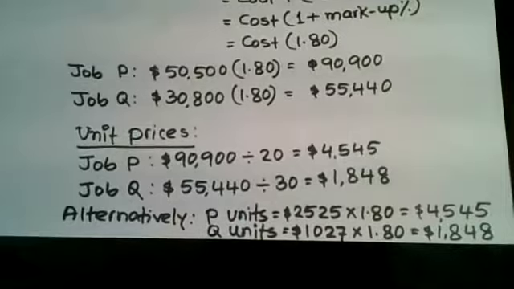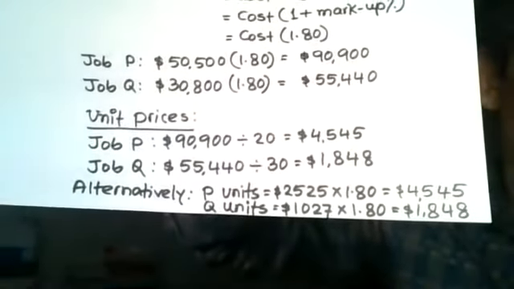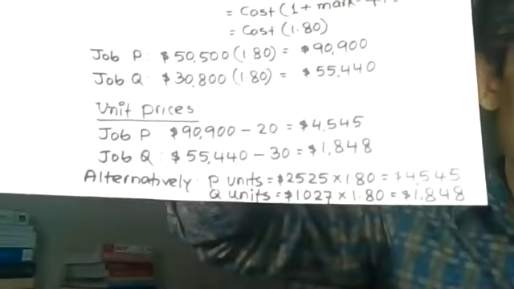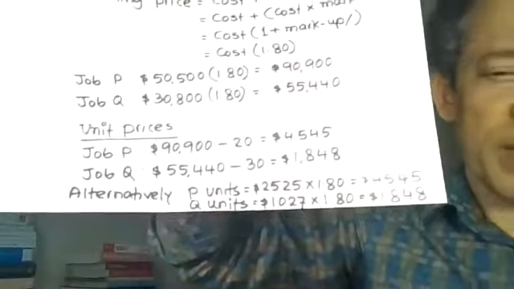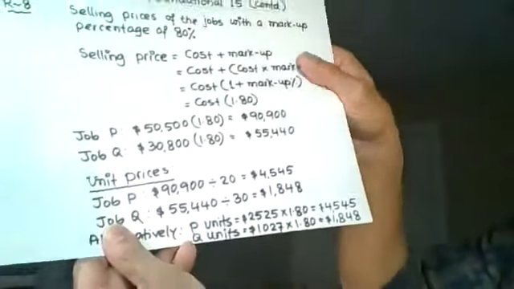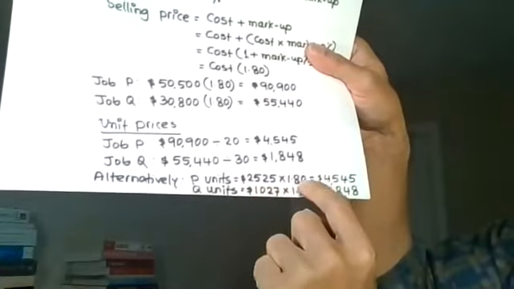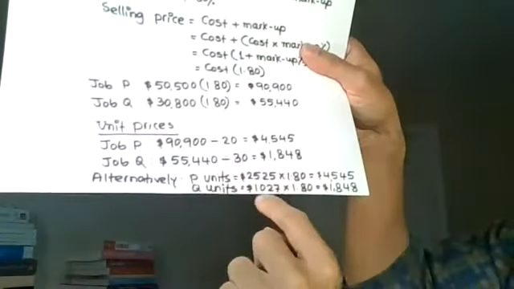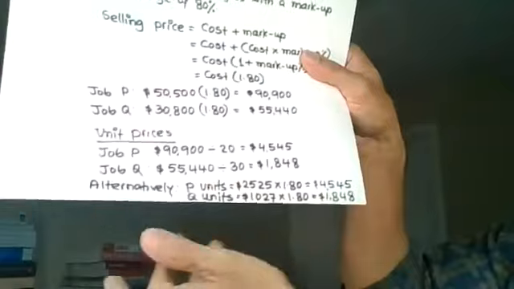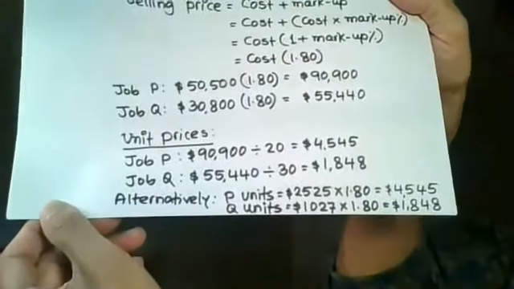Can you see? Alternatively, I find it's much more useful if you know the unit costs. Instead of dividing, if you just take the unit cost of P multiplied by 1.8, that will give you the selling price, and the unit cost of Q multiplied by 1.8 will give you the selling price of Q. So that's the alternative. Please see carefully.